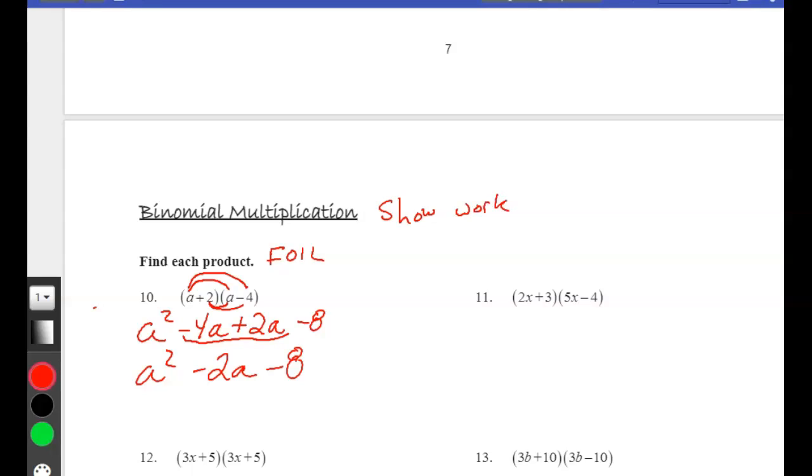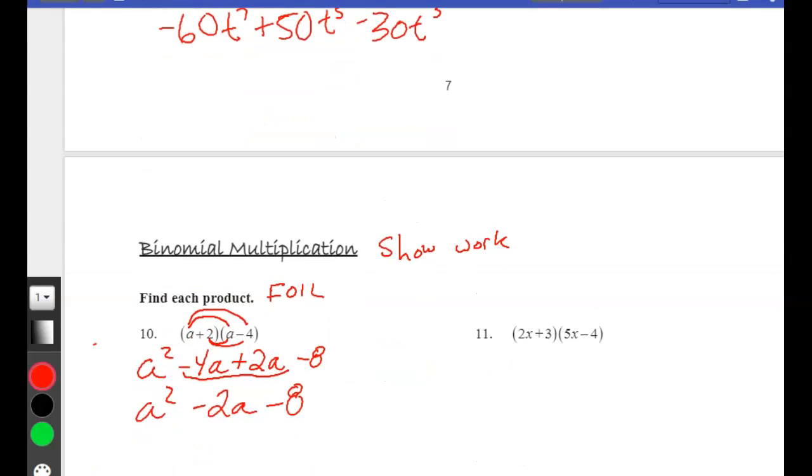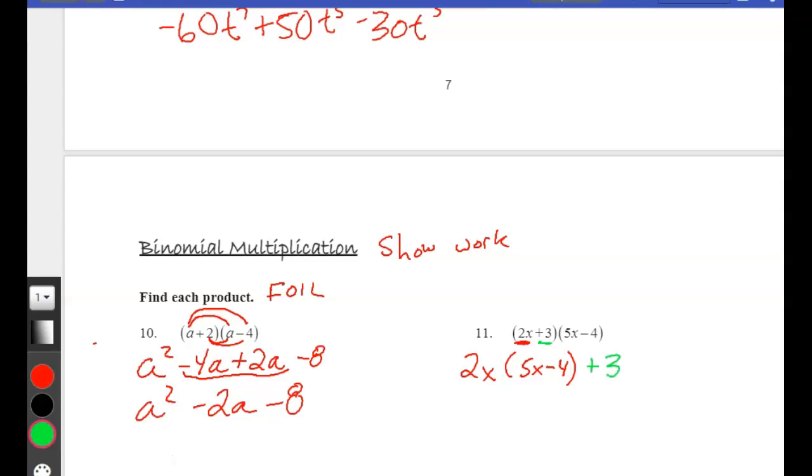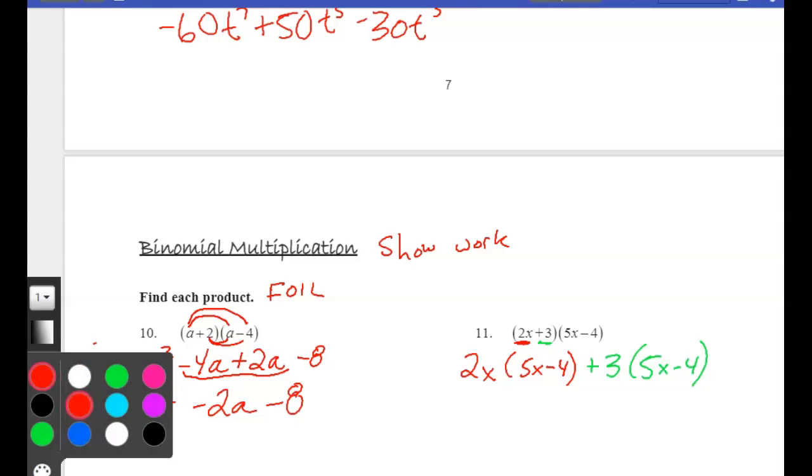The other way to do it is to take this first term and split it up and basically do what we did yesterday, except now you have to do it twice. So you can take this first term here and put this 2x in front of 5x minus 4, and then we can do the green part, plus 3, and put that in front of 5x minus 4. Okay, and then we combine.